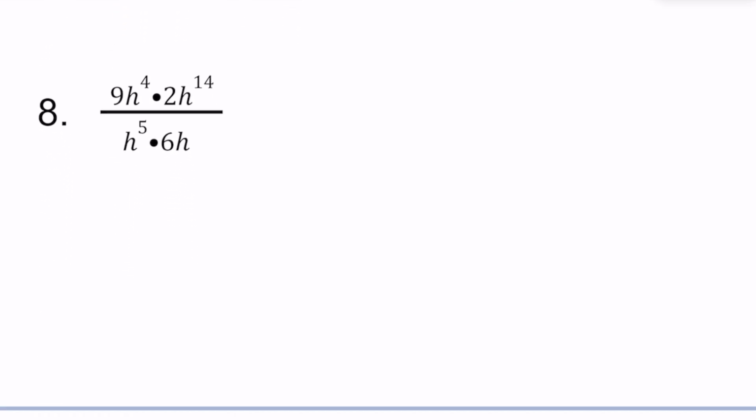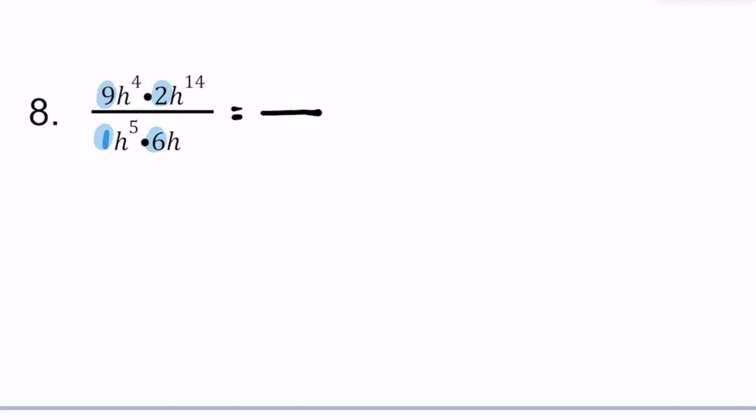All right, here is number 8. For number 8, let's go ahead and start with the coefficients. So take a look at this 9, this 2, this 6, and technically there's a 1 here. All right, starting with those, let's see if we multiply these coefficients together. 9 times 2 on top is going to be 18. On bottom, 1 times 6 is going to be 6.